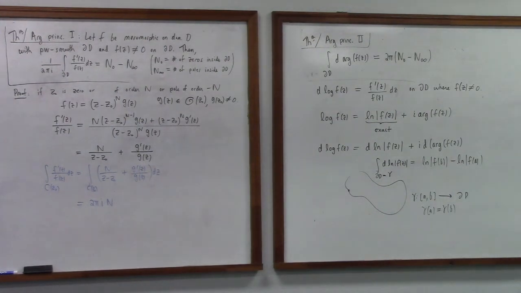So what is f of gamma of t then? F of gamma of t would be here 2e to the it cubed plus 1, right? So that would be 8e to the 3it plus 1. So I'm explicitly calculating f of gamma of t, right?